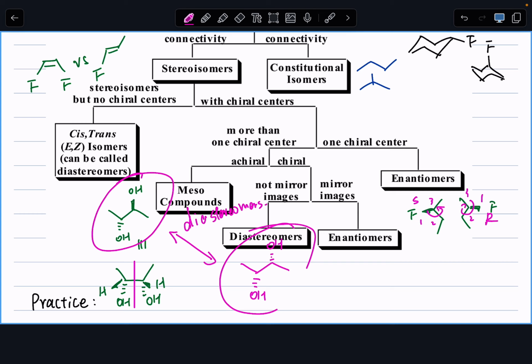So if I put it like that, okay. I'm just trying to organize it so it's obviously a pair of enantiomers. Let's see.